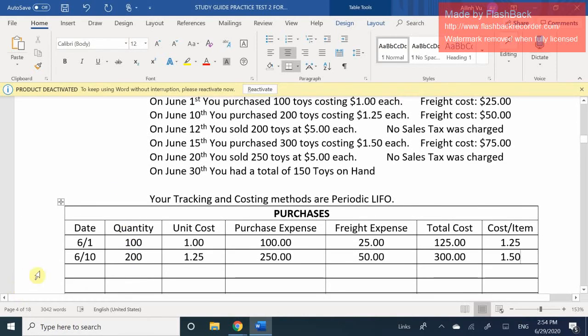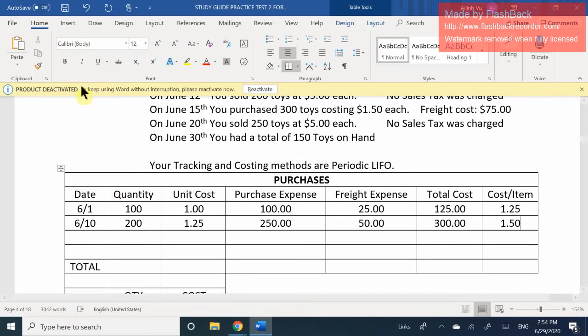Well, nothing under purchases. Nothing. Okay, good. We're on purchases. What tracking method are we using? You said this was FIFO? No, it's periodic costing method. Okay. Do we care about sales when we're doing periodic? No. So are we going to record this? No. Okay. All right. Then what happened next? Purchases on the 15th.